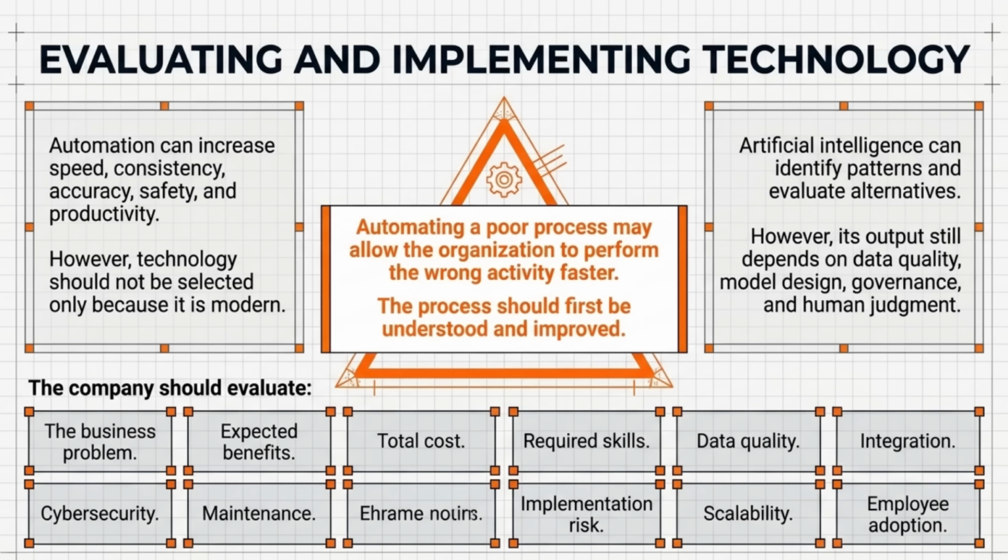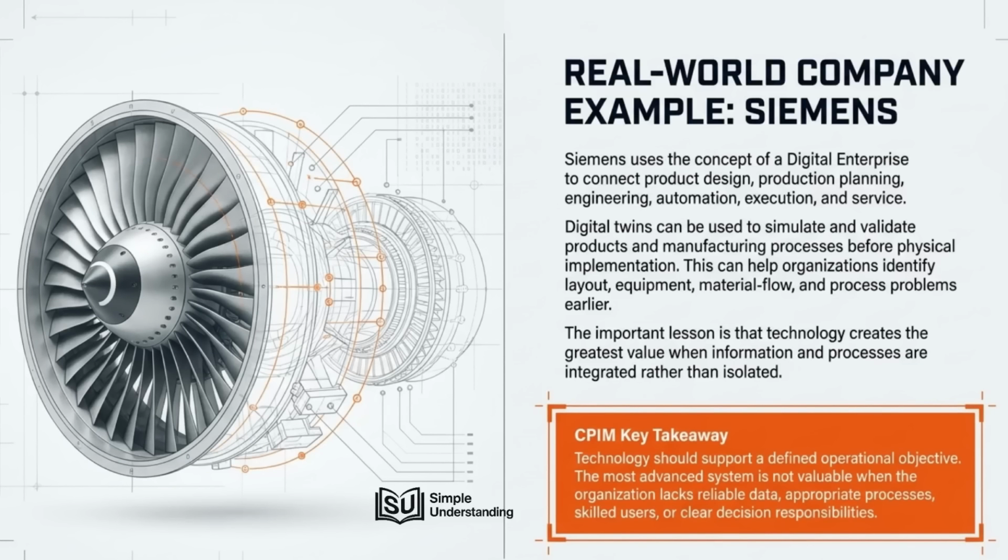Artificial intelligence can identify patterns and evaluate alternatives. However, its output still depends on data quality, model design, governance, and human judgment. Real-world company example: Siemens. Siemens uses the concept of a digital enterprise to connect product design, production planning, engineering, automation, execution, and service. Digital twins can be used to simulate and validate products and manufacturing processes before physical implementation.